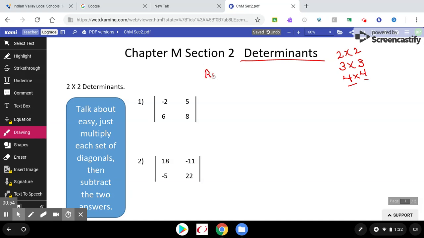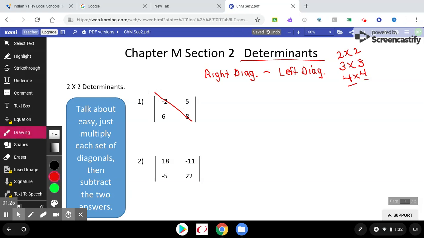You multiply the right-facing diagonal, and then subtract what you get if you multiply the left-facing diagonal, which in a 2 by 2 matrix is pretty easy if you think about it. There is a diagonal that goes that way, and that's the right diagonal. And there's a diagonal that goes that way, and I drew that line to the left, so that's a left-facing diagonal.